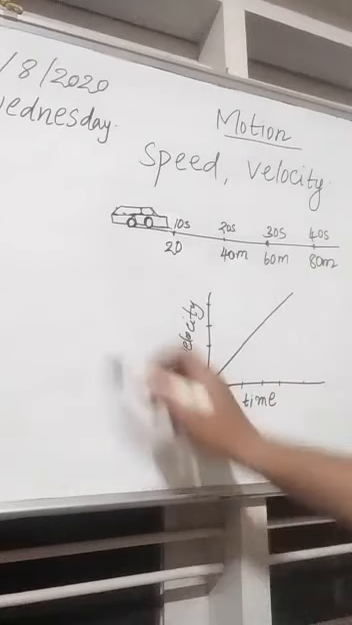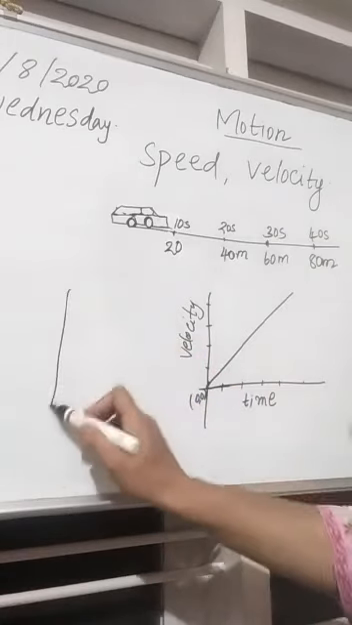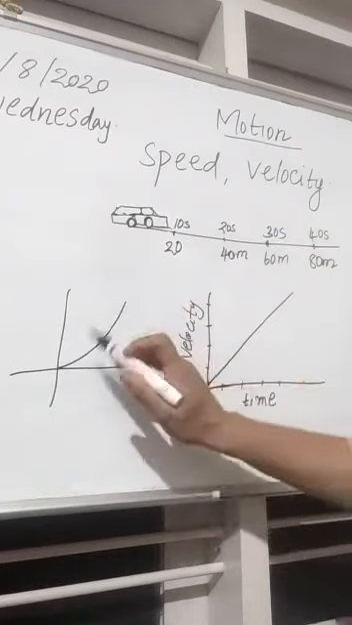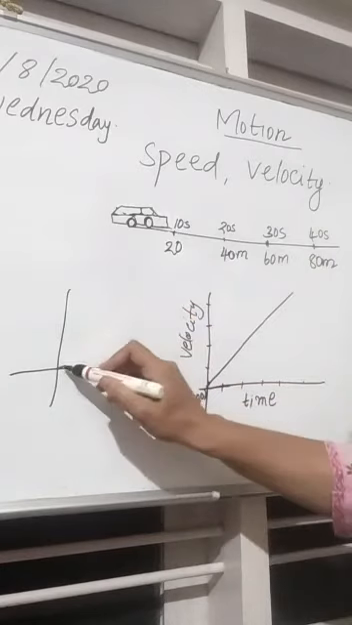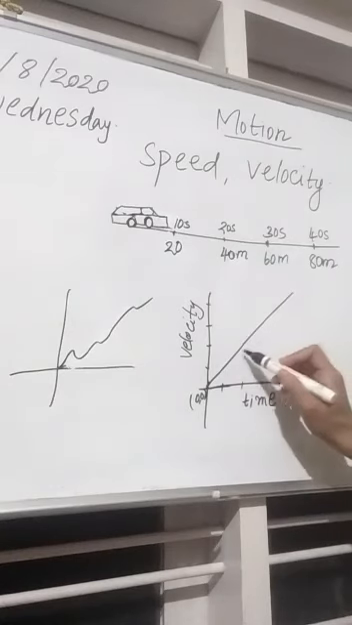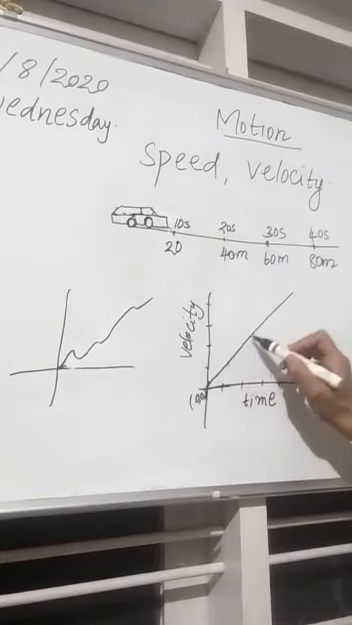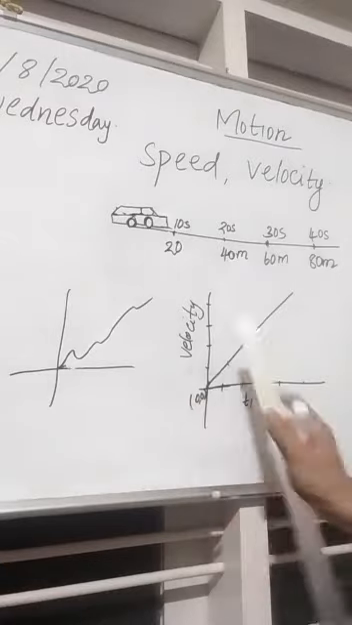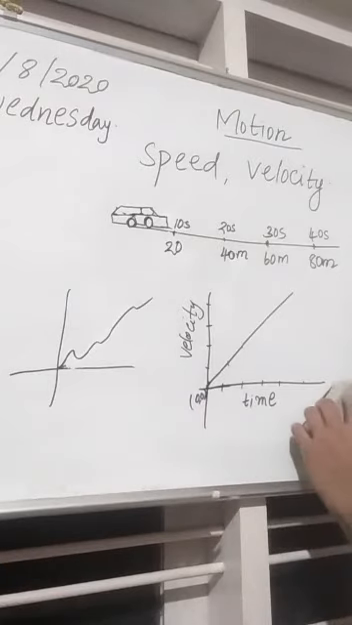For a non-uniform velocity, the graph will be like this, or it may be non-uniform. Okay, so for uniform velocity, the graph will be a straight line. That we will learn in next class. In class 9, we will learn more about the graphs.